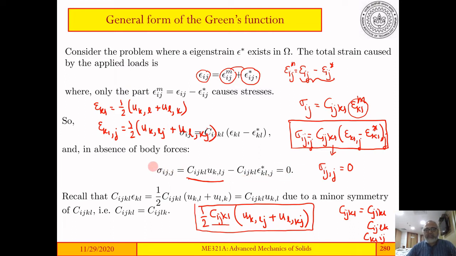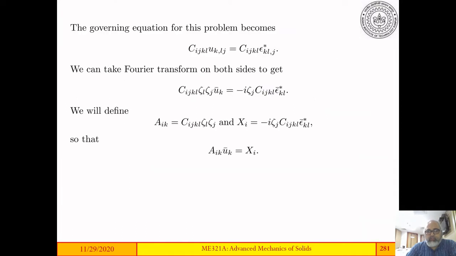So this is kind of your Navier's equation, but in Navier's equation we use the isotropic form of C ij kl. Here we have not used the isotropic form yet. We are keeping it general. This is the governing equation for a problem without body forces subjected to eigenstrains.